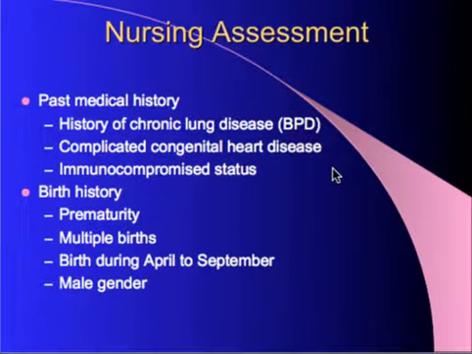For your nursing assessment, you need to get a past medical history. There may be a history of chronic lung disease, such as bronchopulmonary dysplasia from prematurity. They may have complicated congenital heart disease or an immunocompromised status. We also want to get a birth history. Was the baby premature? Were there multiple births? Was the birth during April to September? And is it a male gender?